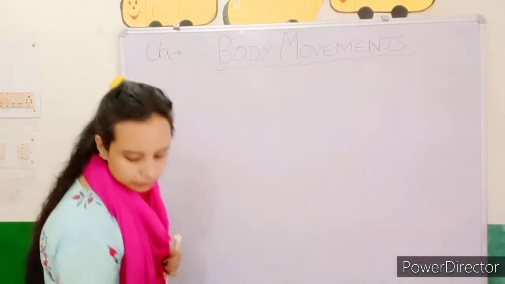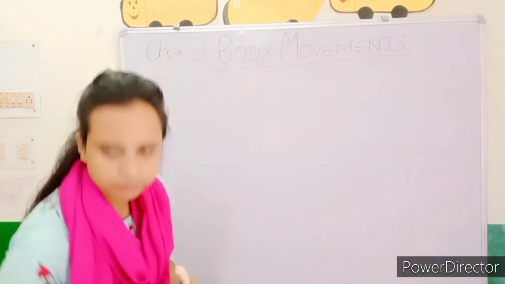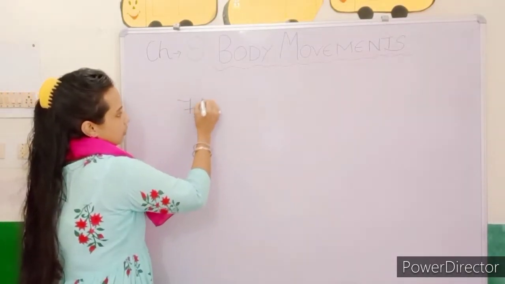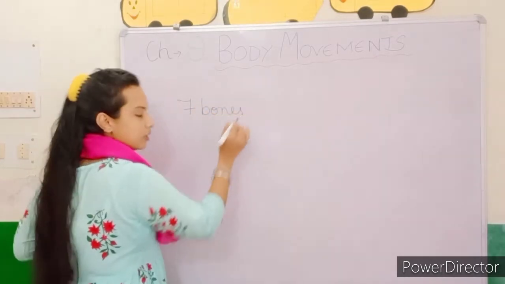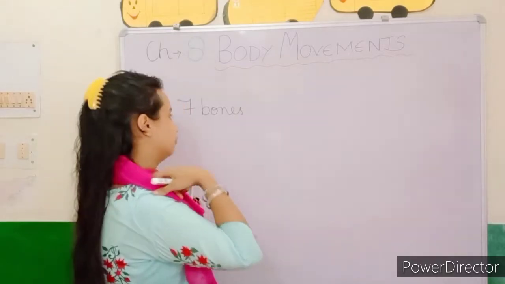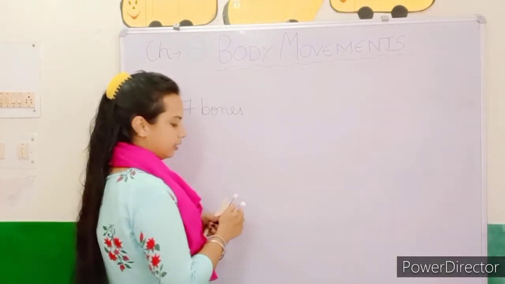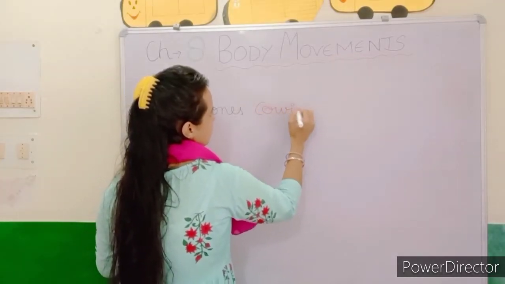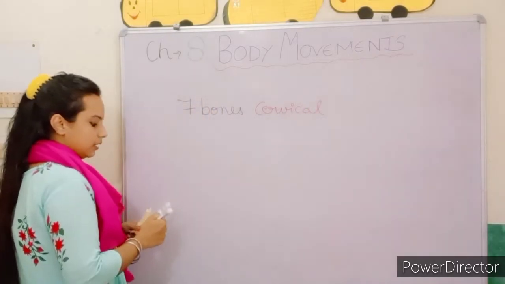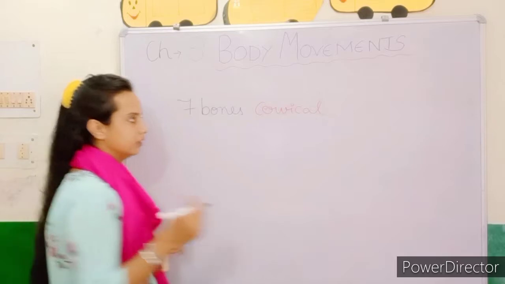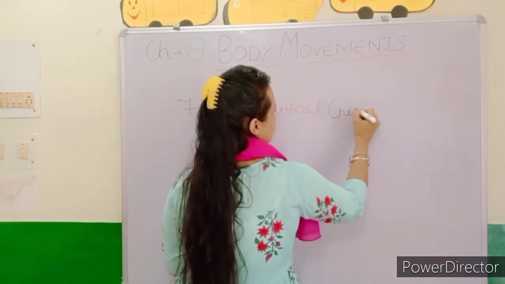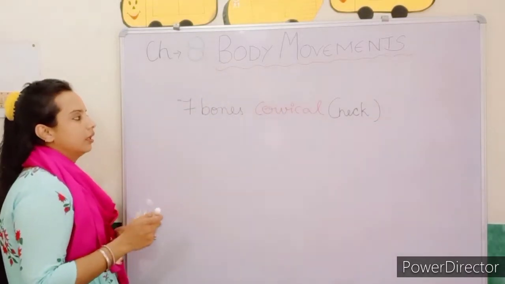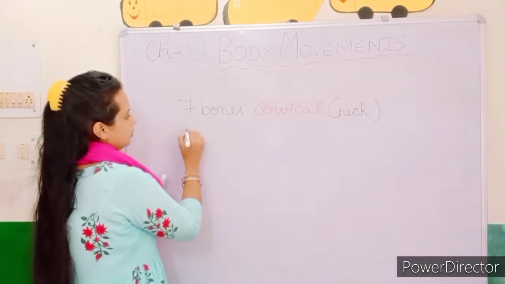Your vertebral column is divided into some parts, so let's discuss it. The first 7 bones, from here to here, make the neck, and this is known as the cervical portion, the neck part.